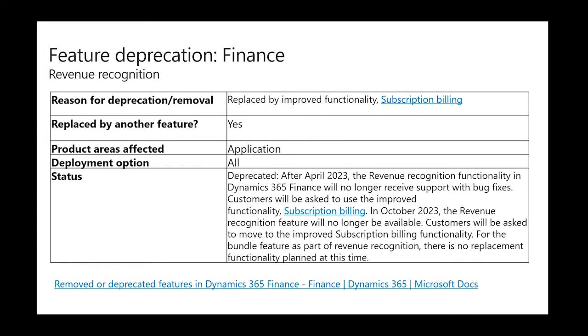You're not losing functionality, you're actually gaining functionality, but you do need to move over into the subscription billing area for the revenue recognition piece. So I think the key dates here are that April of 23, no more bug fixes or support for revenue recognition. And then October of 23 is where you'll need to be moving over to subscription billing.